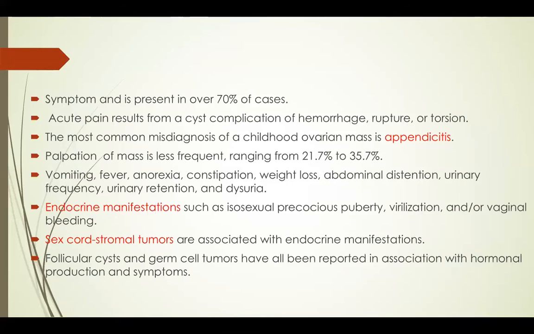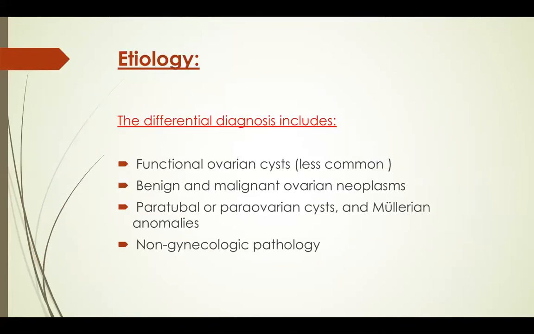Patients can present with vomiting, fever, anorexia, constipation, weight loss, abdominal distension, and urinary symptoms. Also, they can present with endocrine manifestations like precocious puberty, virilization, and vaginal bleeding, mainly with sex-cord stromal tumors, and we'll discuss this later. Follicular cysts and germ cell tumors have all been reported as associated with hormonal function and production, but mainly we are concerned about the sex-cord stromal tumors if there are signs of precocious puberty, virilization, or vaginal bleeding. So what's the etiology?